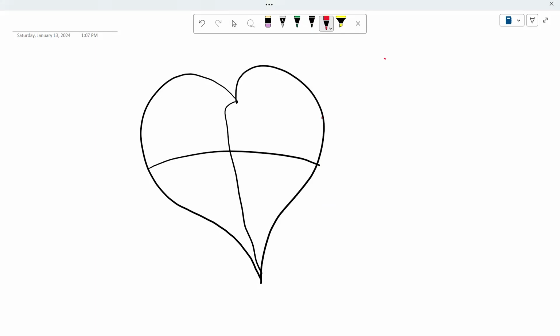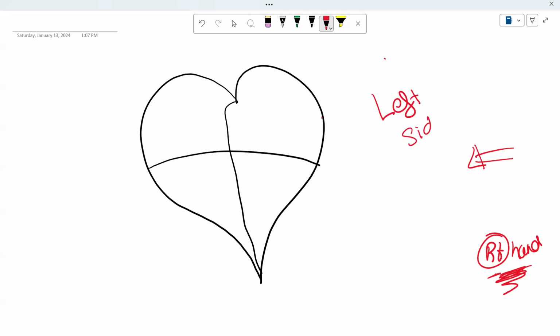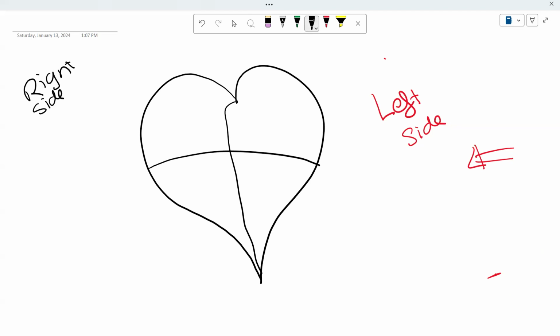If the heart is in front of you, like it is at the moment, this is your right hand. Are you all with me? This is your right hand, yes? Then we will crisscross. If your right hand is here, then that side of the heart will be the left side of the heart. Okay? And the other side of the heart then will be the right side of the heart. So this is called the crisscross method.